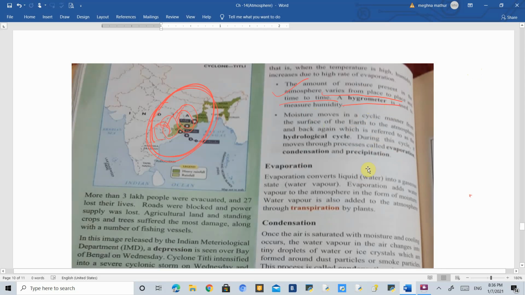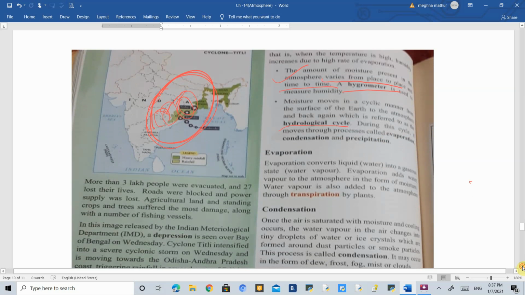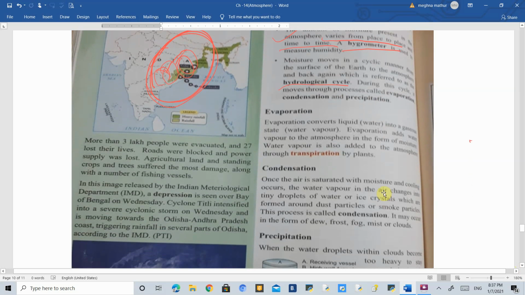The moisture is actually moving in a cyclic manner, which we know as the hydrological cycle, or we also call it the water cycle. And it has a series of steps, that is evaporation, condensation and precipitation. So we are going to understand that one by one. Evaporation is the first thing. We all know what evaporation is. Evaporation is simply a process in which the state of liquid is changing. The liquid converts into water vapor.